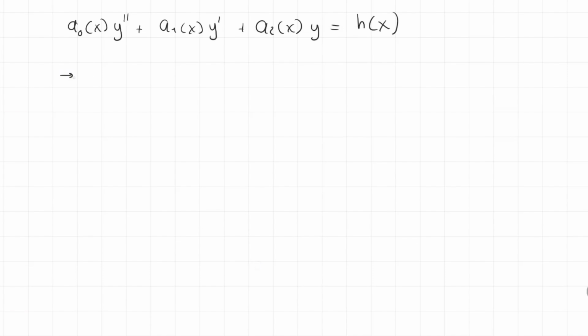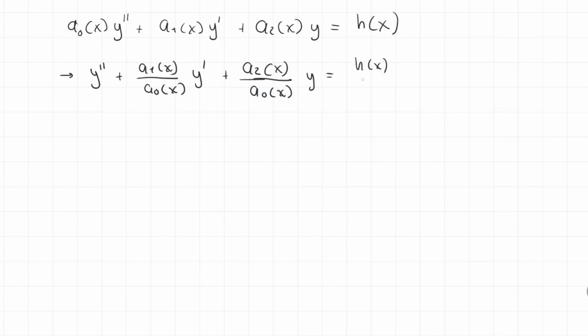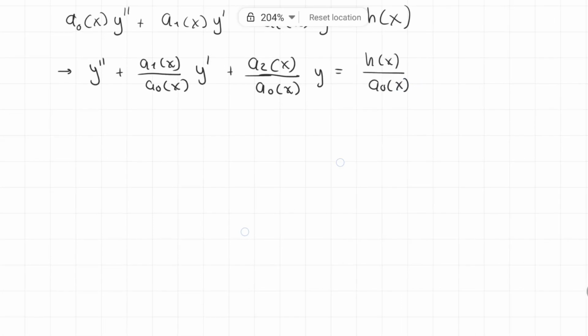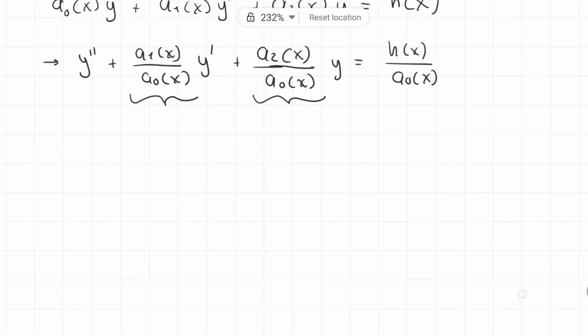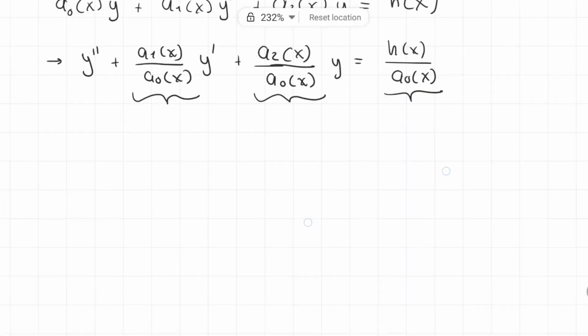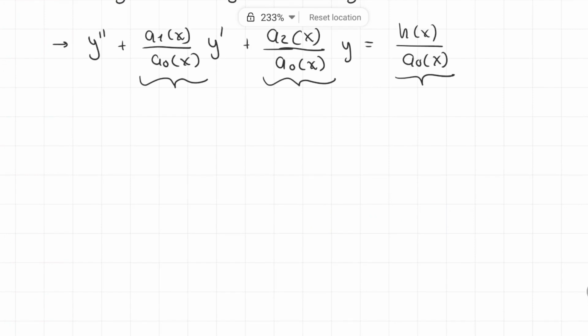If we do that, we are going to get y double prime plus a1 of x over a0 of x times y prime plus a2 of x over a sub 0 of x times y equals h of x over a sub 0 of x. And what you need to notice here is that these functions that are the coefficients of y are also functions of x. Okay, so we can rename all these functions just to simplify things.